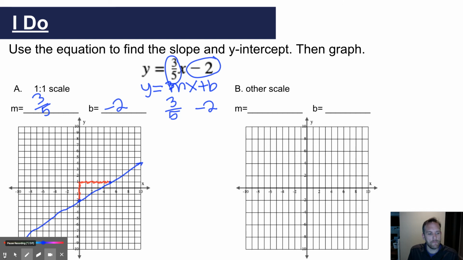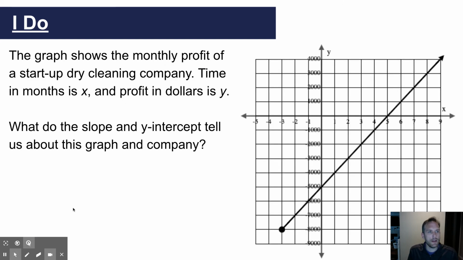All right, welcome back again. Here's your second I do. On this I do, we're going to go ahead and do the cubes method, but let's first read the problem and then we'll of course do the cubes method. The graph shows the monthly profit of a startup dry cleaning company. Time in months is X and profit in dollars is Y. What do the slope and y-intercept tell us about this graph and company?